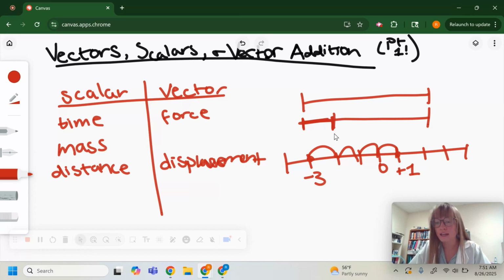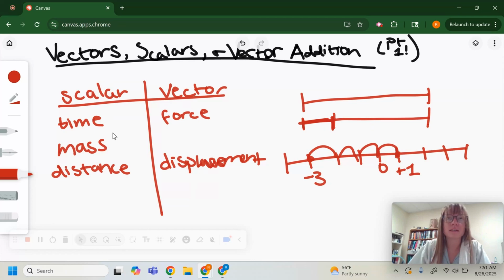This is not the case with distance, where I just want to know how many hops I made. So if I started at 0 and I hopped 1, 2, 3, and then 1, 2, 3, 4, you would say that I went 7 total hops. So displacement accounts for direction, and distance does not account for direction. It's just how far your feet travel.